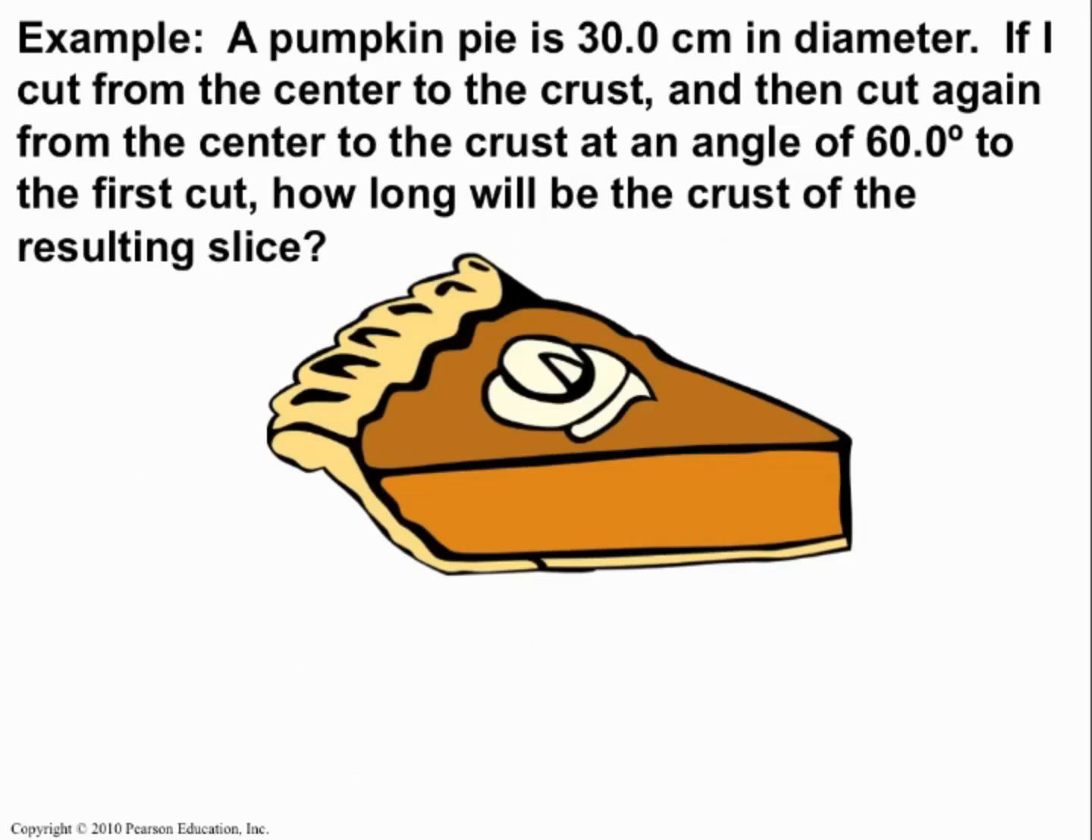Here's an example. A pumpkin pie is 30.0 centimeters in diameter. If I cut from the center to the crust and then cut again from the center to the crust at an angle of 60.0 degrees to the first cut, how long will be the crust of the resulting slice? All right, so using S equals R theta, pause the video and then resume when you have your answer.